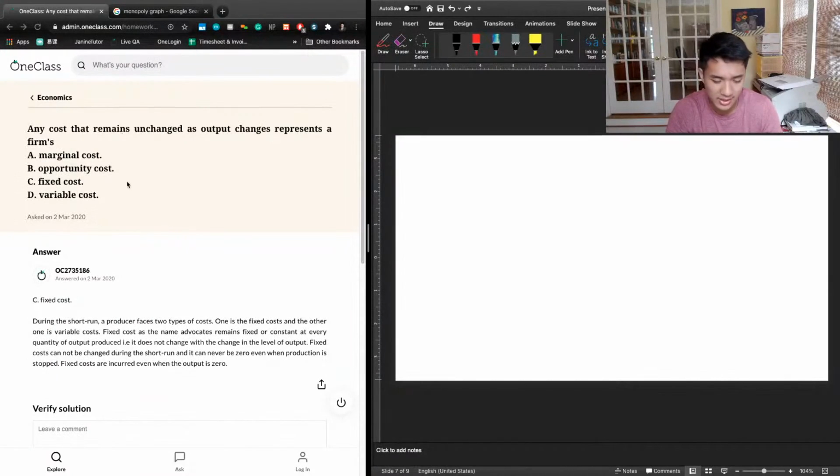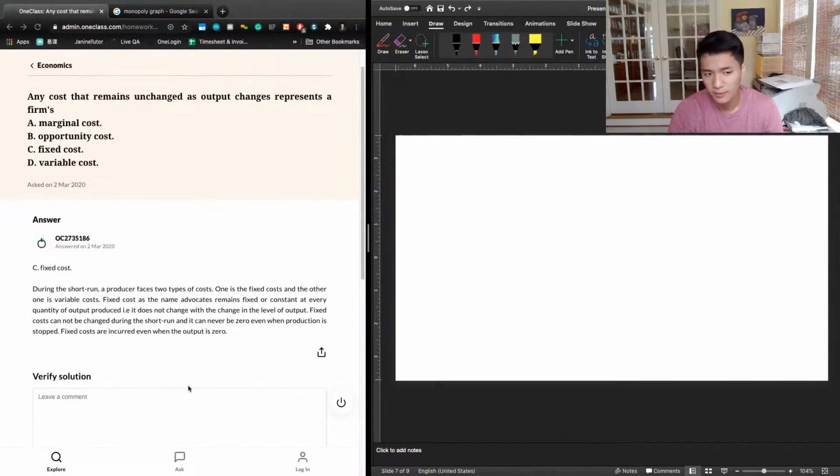It's a cost that is not dependent on any production value. It's fixed at all levels. And so fixed cost is the right answer here. The producer said fixed cost as well, and they say during the short run, the producer faces two types of costs. One is the fixed cost and the other is variable cost.